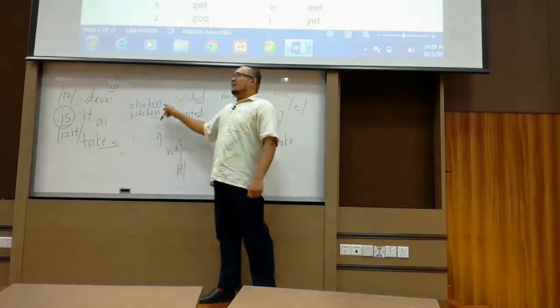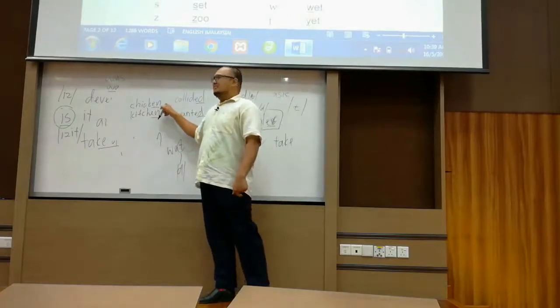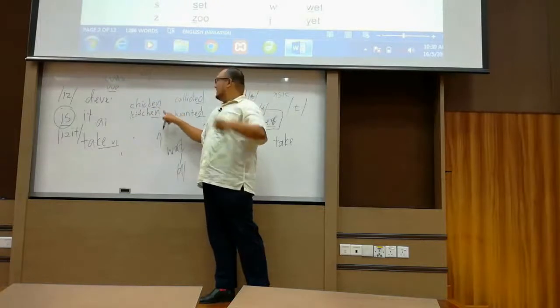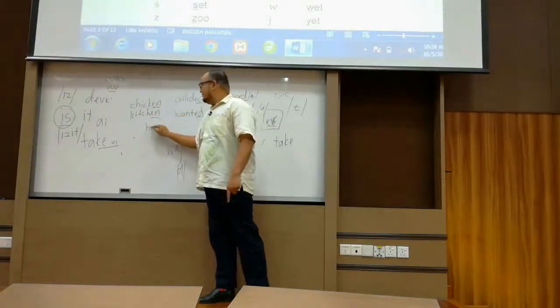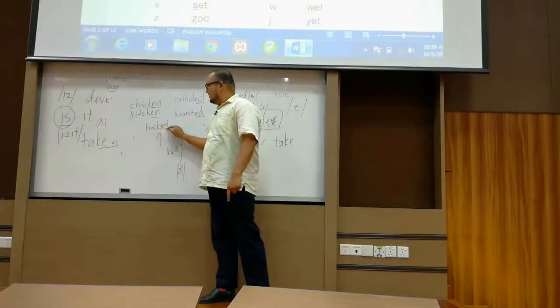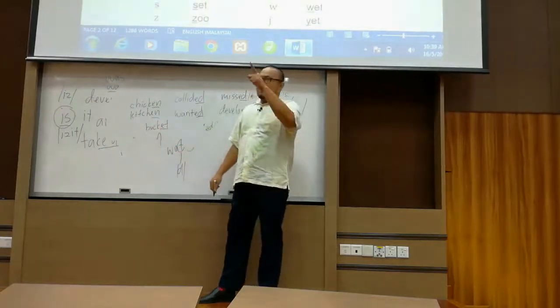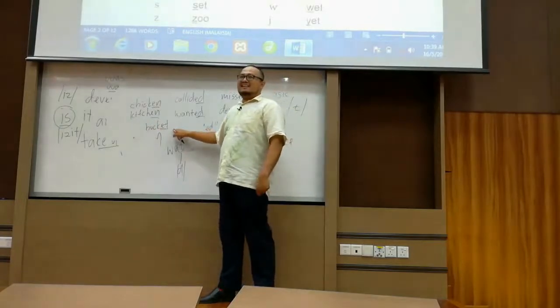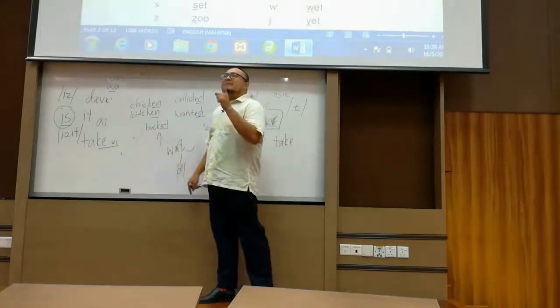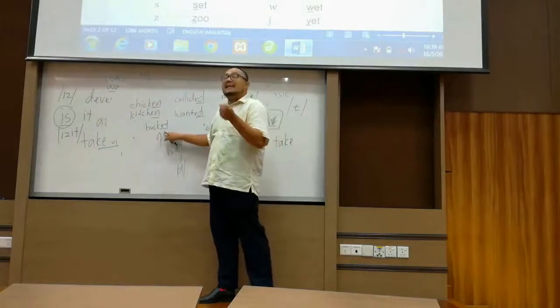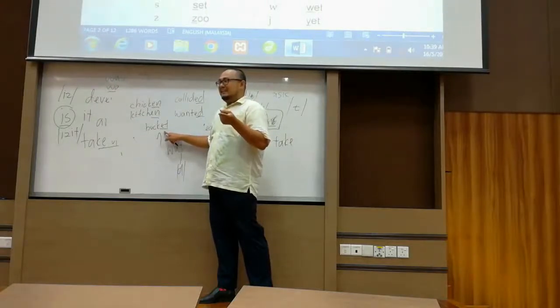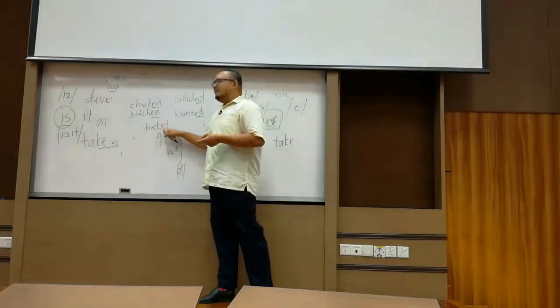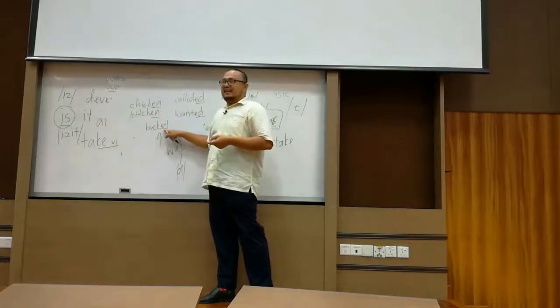Okay, K-E-N, ken, wrong. It's chicken, kitchen. Wrong, K-E-T, cat, bucket. K-I-T, kit. Jacket, bucket, blanket. It's not bucket, jacket, blanket. Okay, so blanket, jacket, bucket.